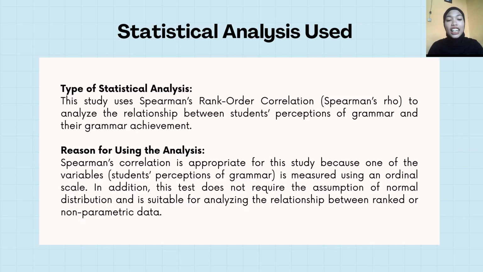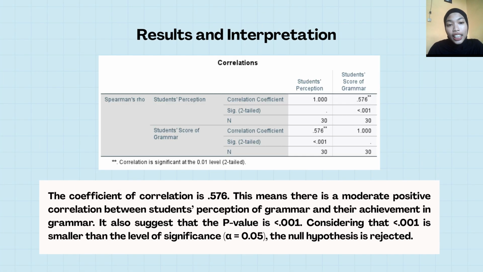For the type of statistical analysis, this study uses Spearman's rank order correlation, Spearman's rho, to analyze the relationship between students' perception of grammar and their grammar achievement. The reason for using this analysis is that Spearman correlation is appropriate for this study because one of the variables, students' perception of grammar, is measured using an ordinal scale. In addition, this test does not require the assumption of normal distribution and is suitable for analyzing ranked or non-parametric data.